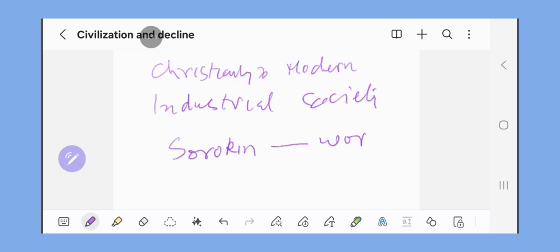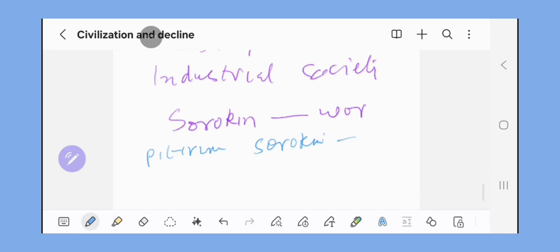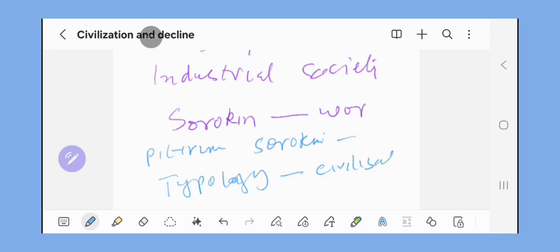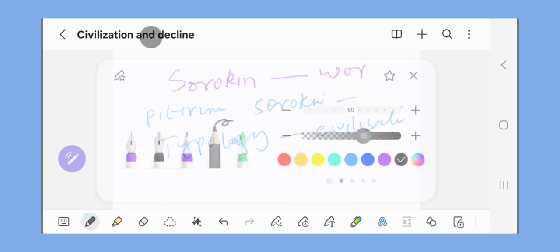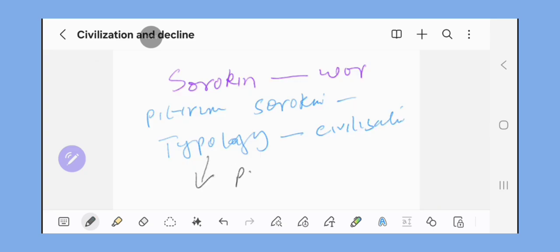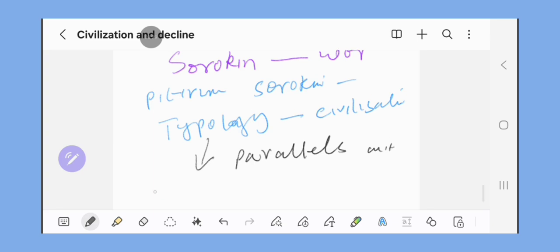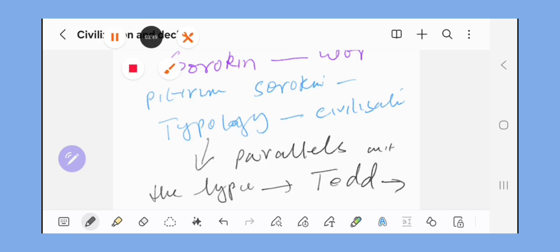Sorokin was an American-Russian sociologist, Soviet, Pitirim Sorokin. So he came up with this typology for understanding civilizations, I guess. And just now when I was thinking, I realized that it has some parallels with the typology which we discussed with reference to Emmanuel Todd. At some point we might look at those parallels, not in this video, but in some other video.